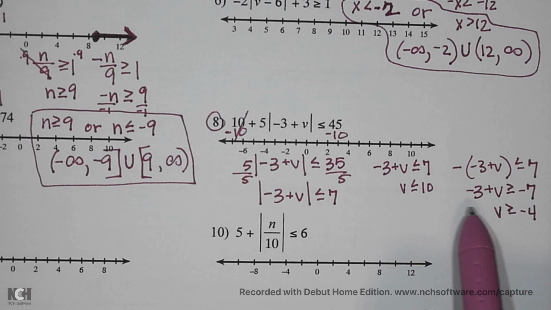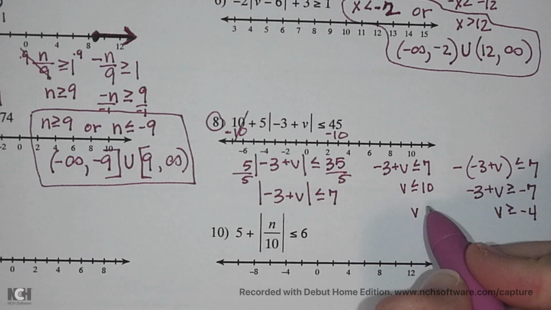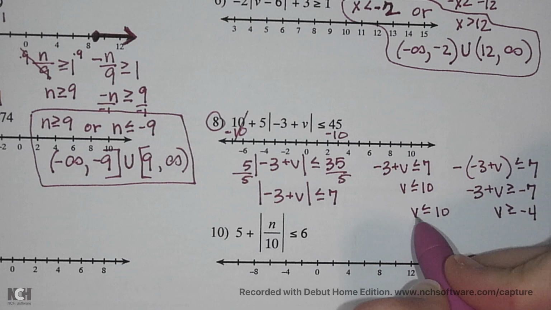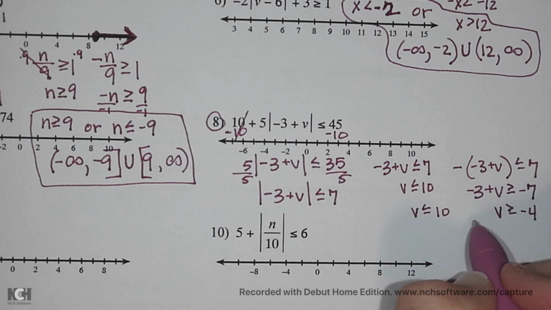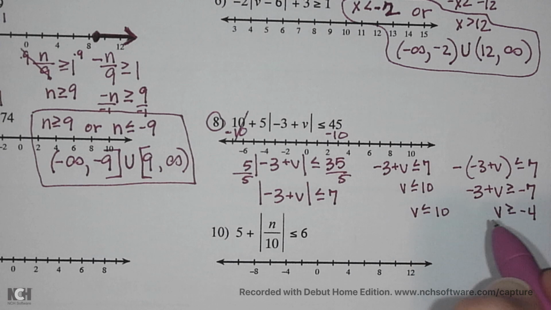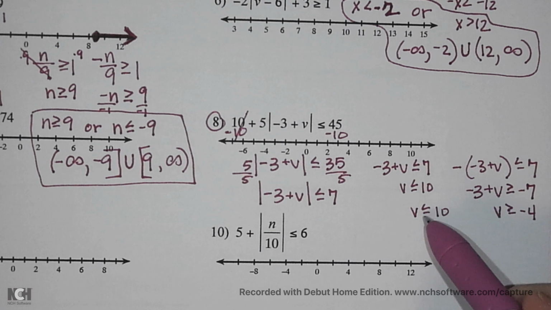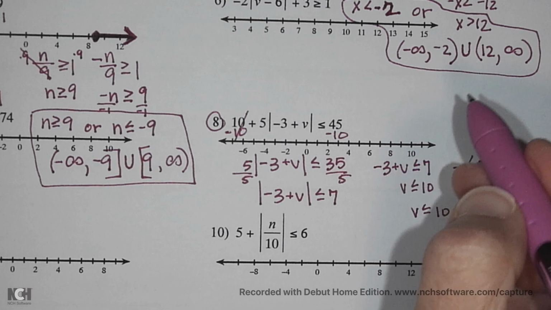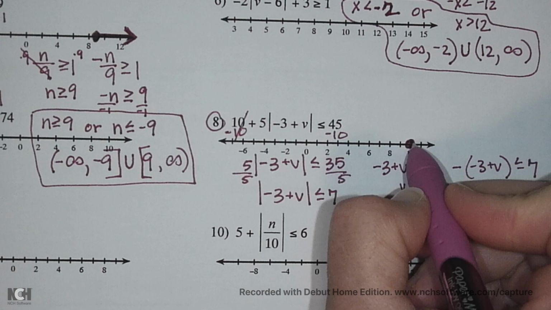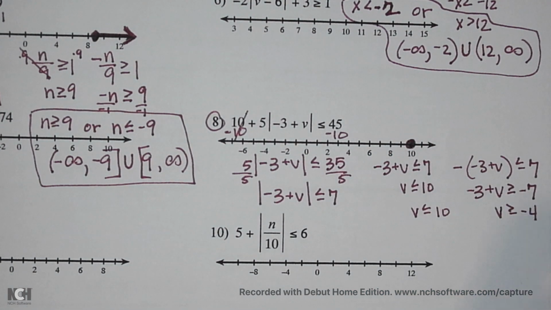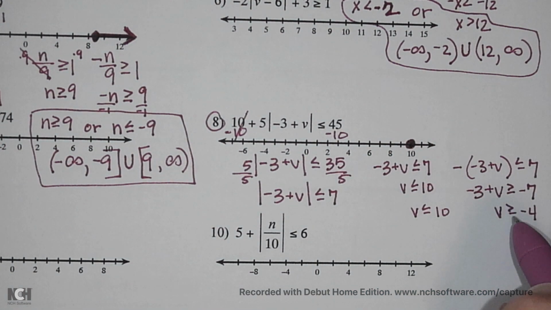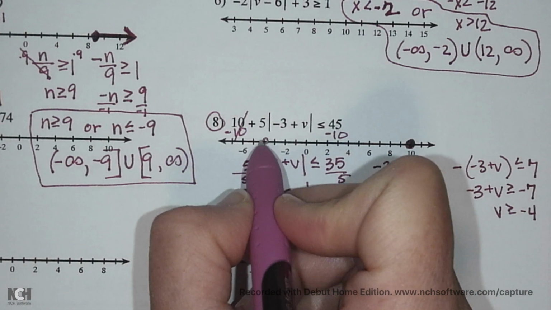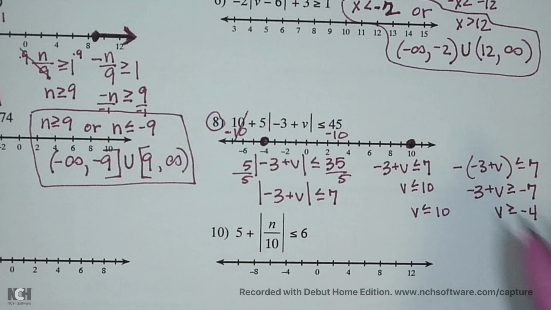Let's take these two things, and here I'm going to copy this down just so that they're both on the same level, and I just have to figure out whether I'm writing and or or in between, and that's all I need to do. So v is less than or equal to 10. Less than or equal to is going to mean a closed dot. V is greater than or equal to -4. So we're going to put a closed dot on that -4.